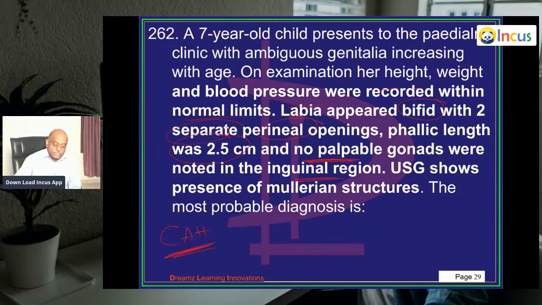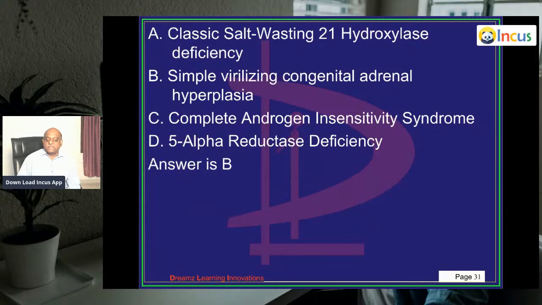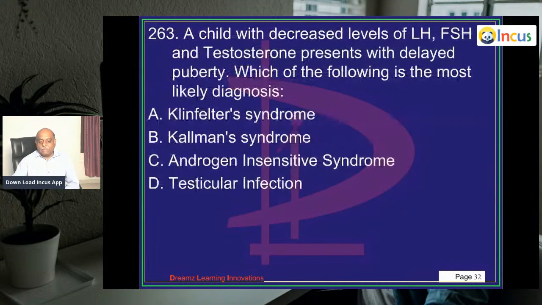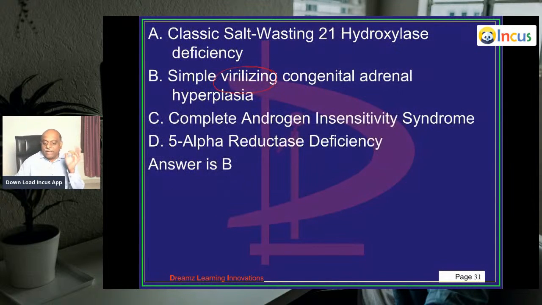That means it is not testicular feminization syndrome. Mullerian structures are intact. That means it is not Mullerian agenesis. So it is congenital adrenal hyperplasia, the simple virilizing form. Whereas 21 alpha hydroxylase deficiency may be the classical salt wasting type of congenital adrenal hyperplasia that you see.